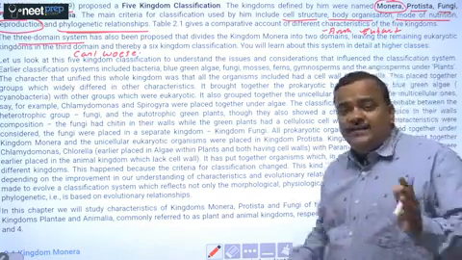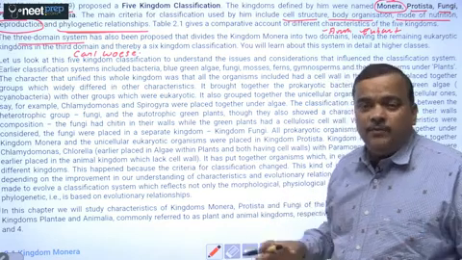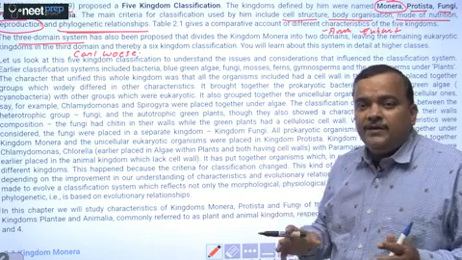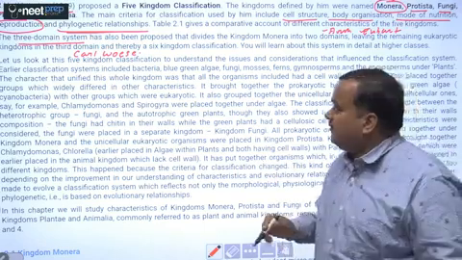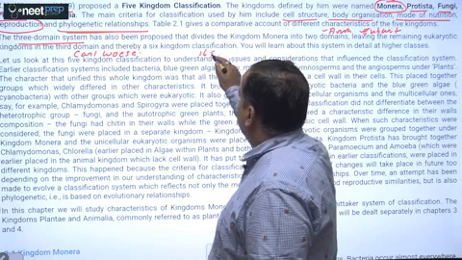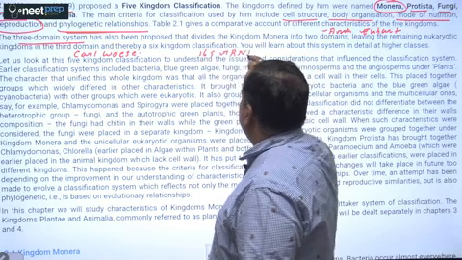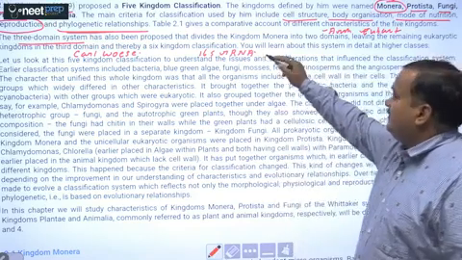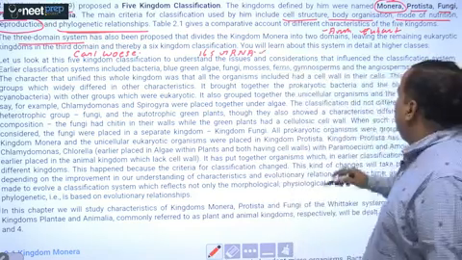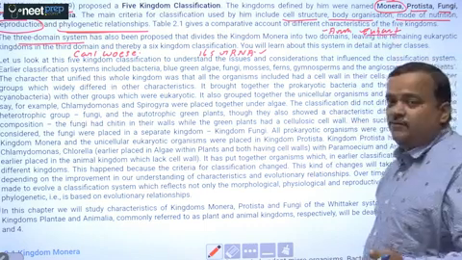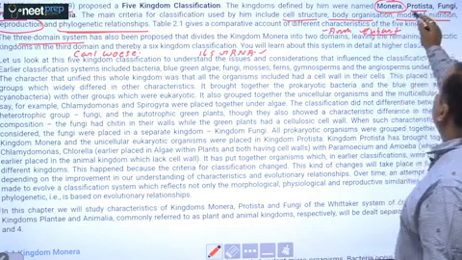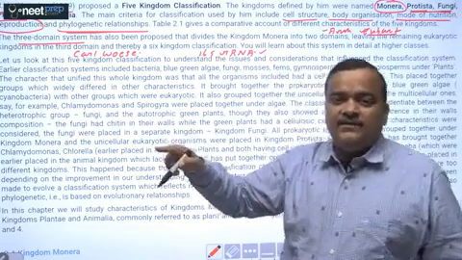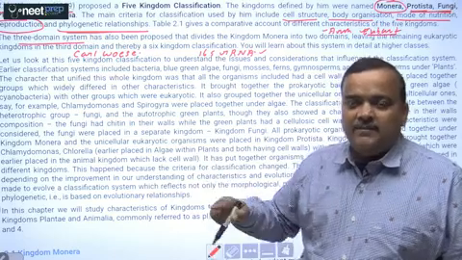Then according to Woese, these six kingdoms can be grouped into three different domains on the basis of 16S rRNA sequence. It is a type of rRNA. What you observe is that in case of Archaebacteria, this sequence of 16S rRNA is different. In case of bacteria, that is Eubacteria, it is different. Whereas in case of the eukaryotic kingdoms, that is Protista, Fungi, Plantae and Animalia, this 16S rRNA sequence is the same and different from Archaebacteria and bacteria.